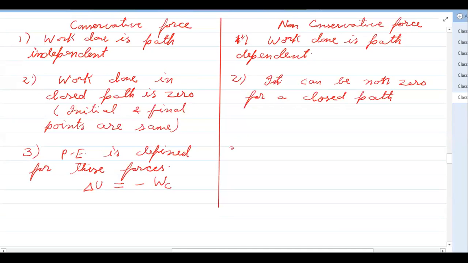And here, for non-conservative forces, potential energy is not defined.